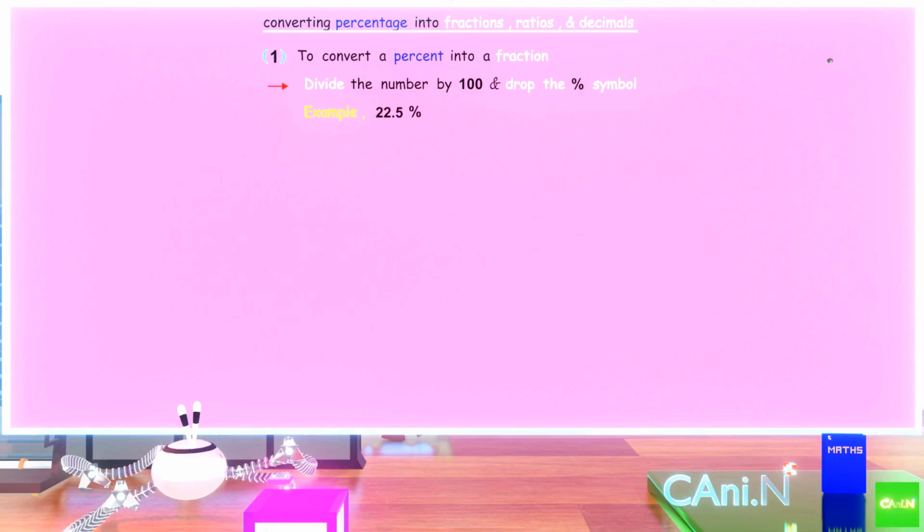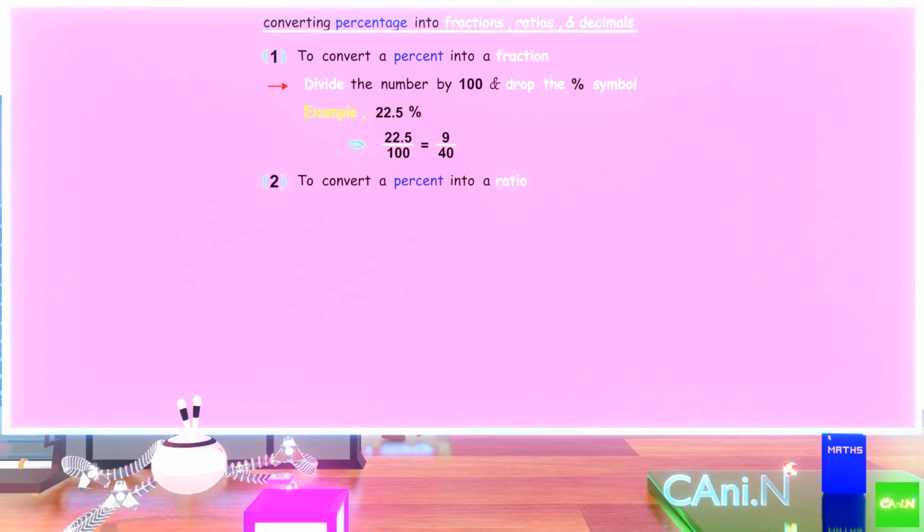Converting percentage into fractions, ratios, and decimals. To convert a percent into a fraction, we divide the number by 100 and drop the percent symbol. Example, 22.5%. So, 22.5 by 100 equals 9 by 40.